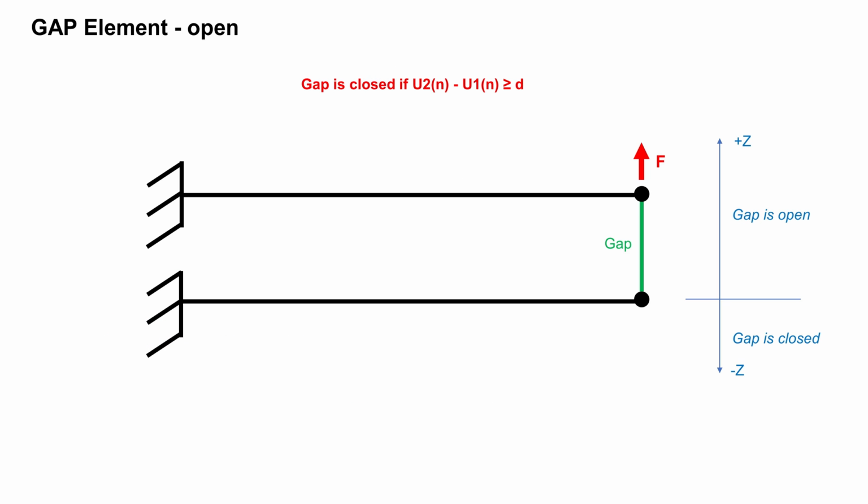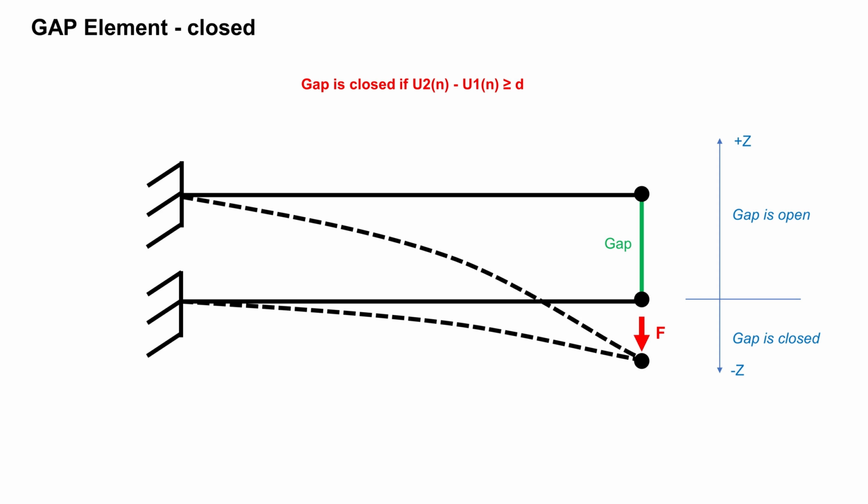For example, two beams are fixed on one side and have a gap element on the other side. Force F is active in positive Z. The upper beam is bent in positive Z. The gap element is open and there is no interaction between the beams. If the force direction changes to negative Z and the gap clearance d is exactly the distance between the beams, the gap is closed. When the upper beam comes onto the lower beam, they are in interaction together.